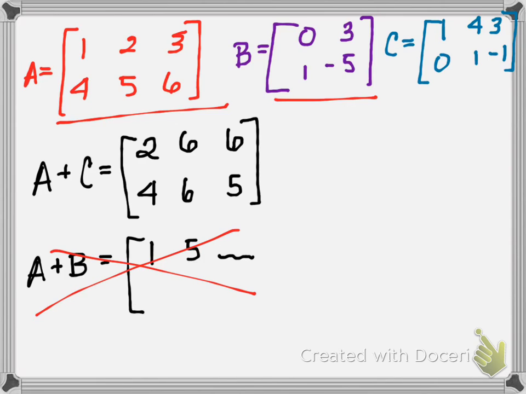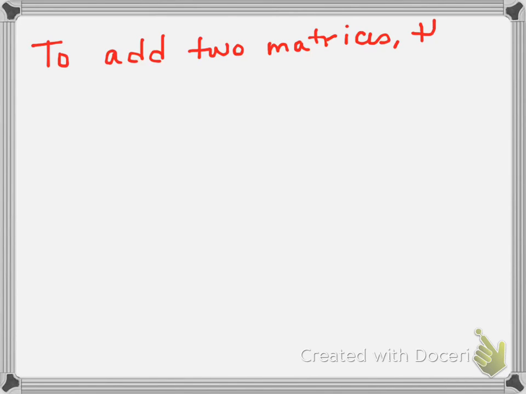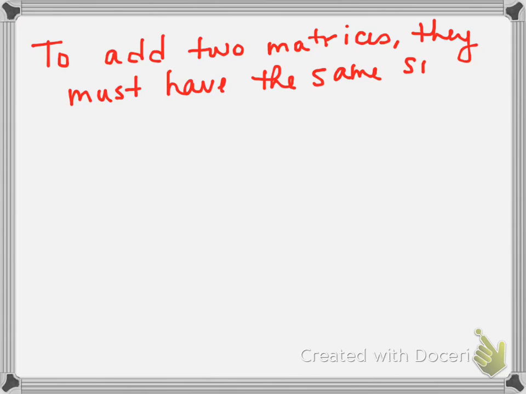So let's write that down. To add two matrices, they must have the same size. And this is because we add them entry by entry, and if they don't have the same entries, then we're out of luck.